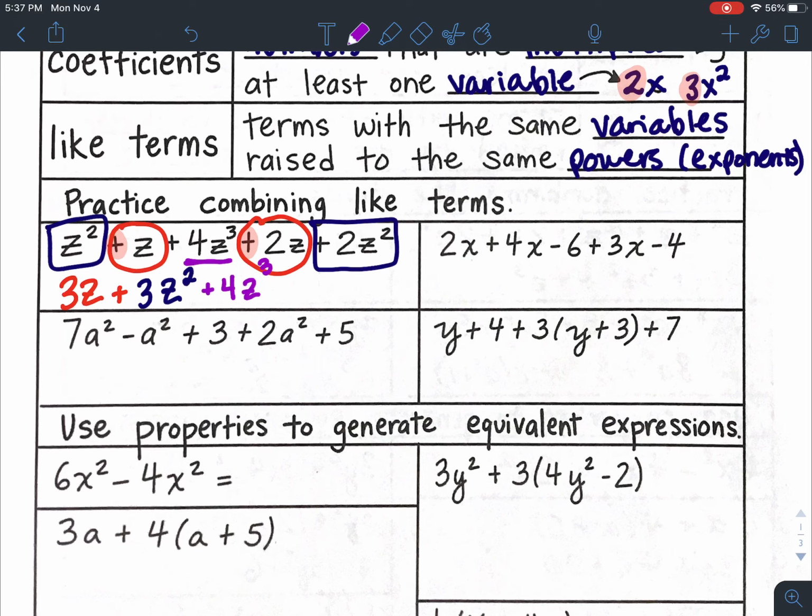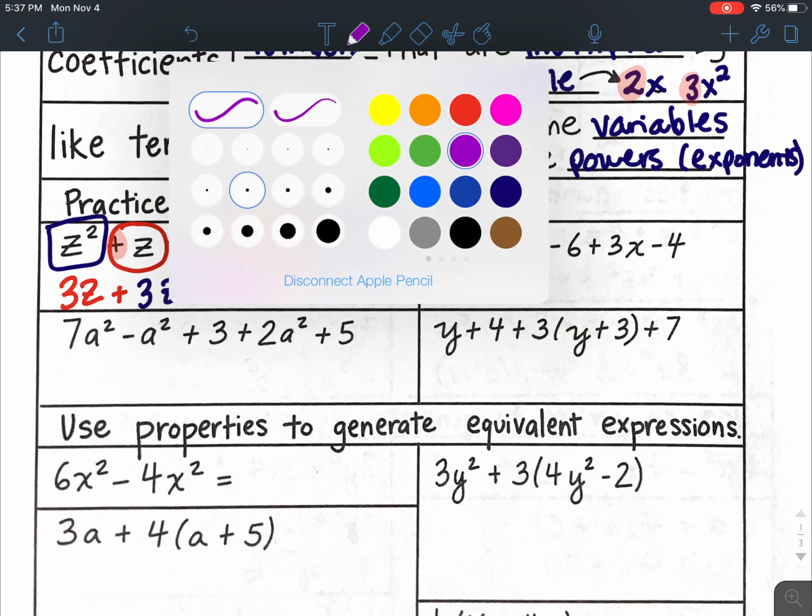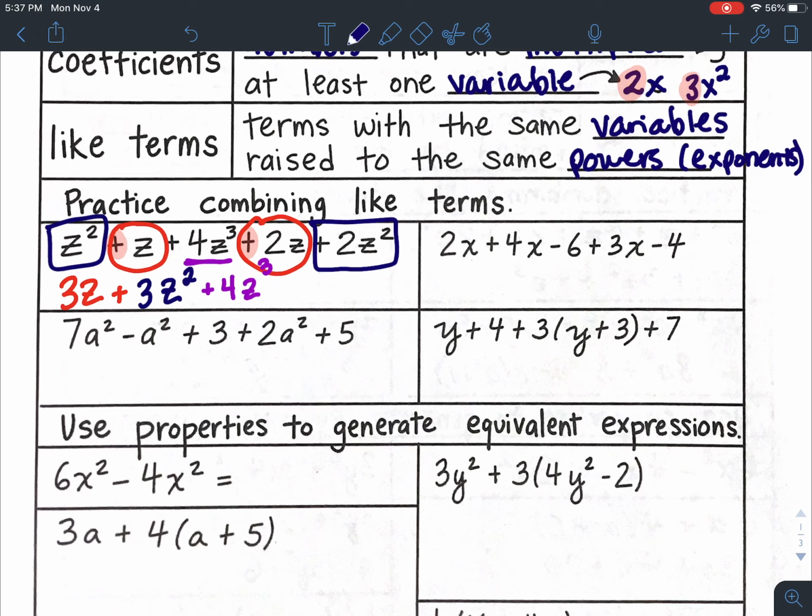So the next one that I have is 2x plus 4x minus 6 plus 3x minus 4. So what I'm looking at here, again, I want to combine my like terms however I want to do it: box, circle, underline, color-coded like I did on the first one. So here my first one that I have is just 2x. So I want to go in and take that sign with it and find any variables that are the same. So here I have 2x plus 4x and then plus the 3x. Then I have this minus 6 and then the minus 4.